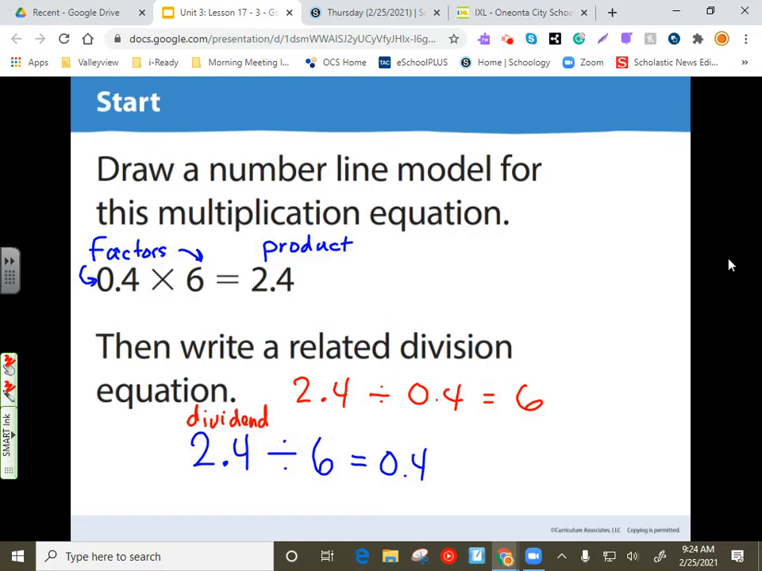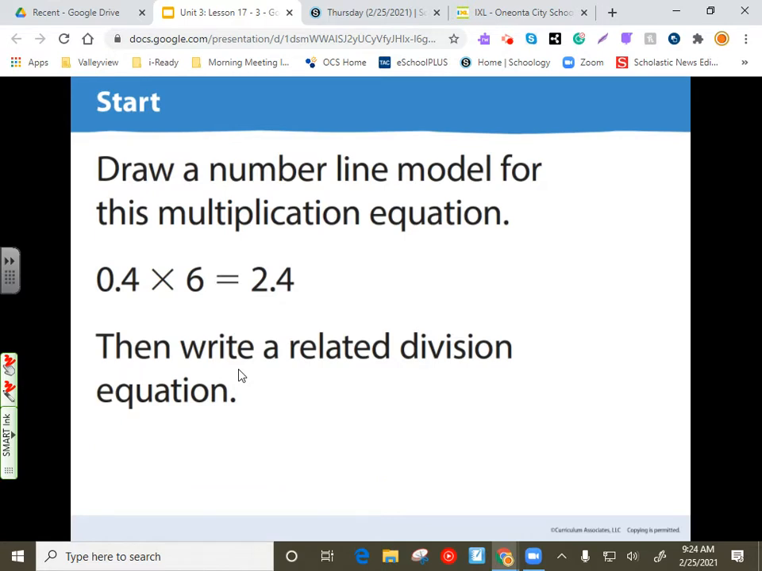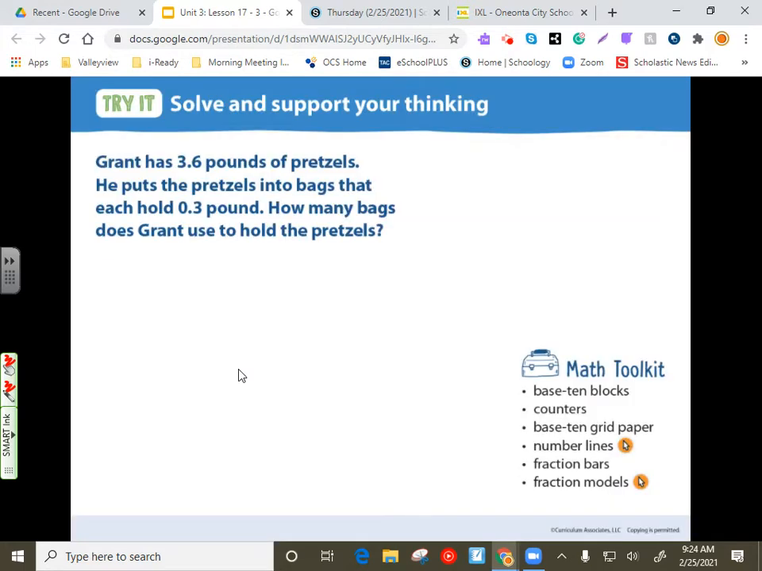What you can think of, if it helps, is when you have a multiplication problem, take your biggest number, which would obviously be the product, and that's going to be your dividend, or what becomes divided. Then either factor can be your divisor, and what you have left over is your quotient. So lots of vocabulary to use here as we get used to that. All right, so go ahead and turn to page 357 and we'll get started.